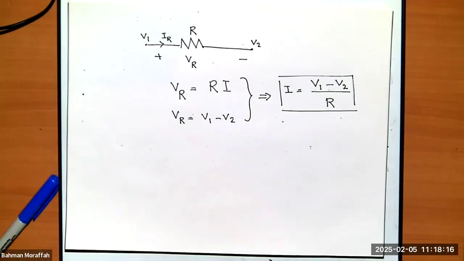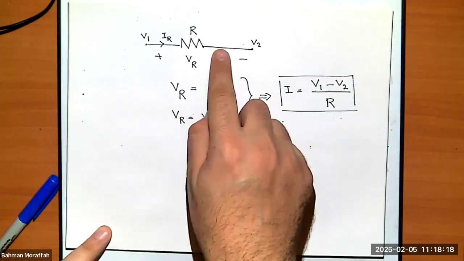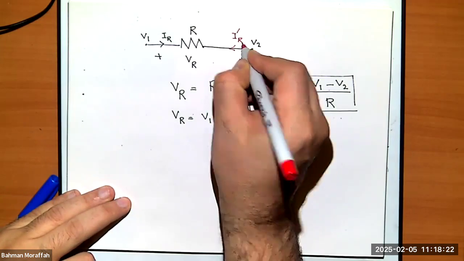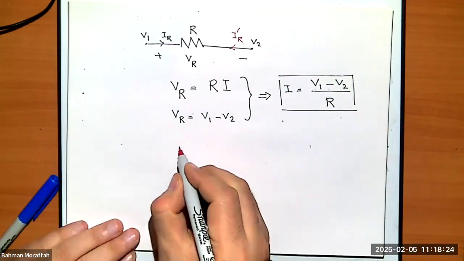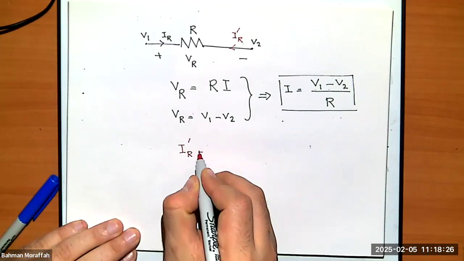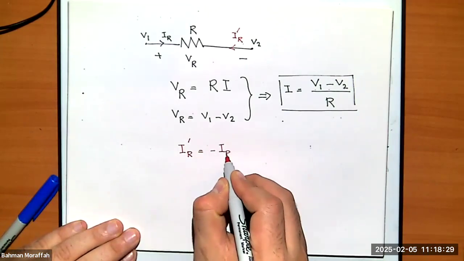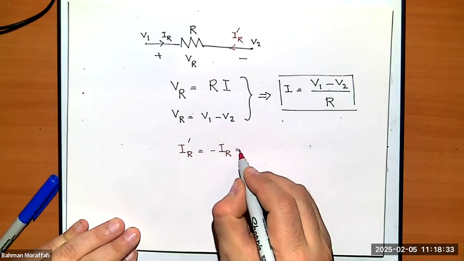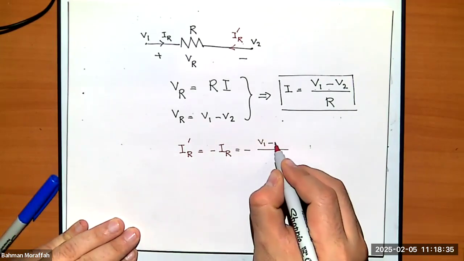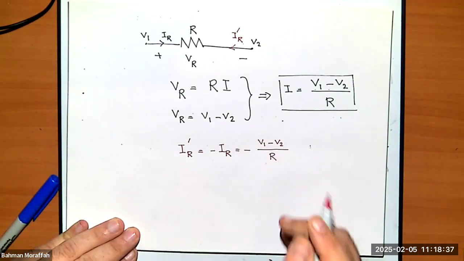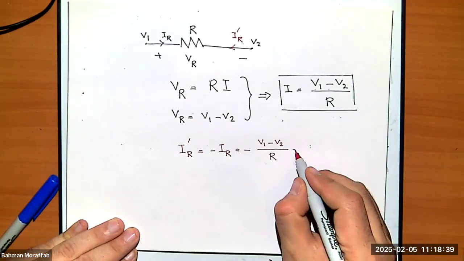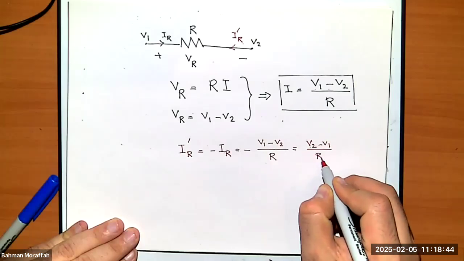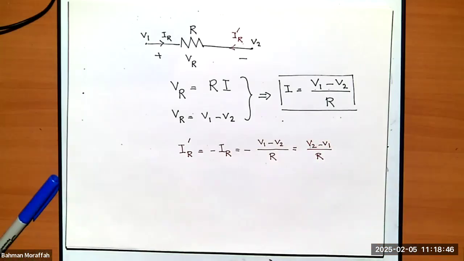We said if IR is going in this direction, if I call this I prime of R, we know I prime of R is the negative of IR, which is negative V1 minus V2 divided by R, which is the same as V2 minus V1 divided by R, right?